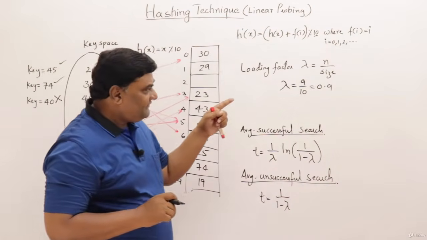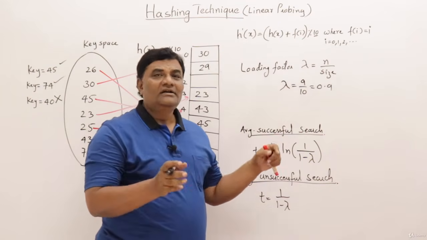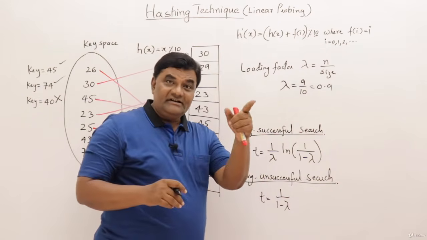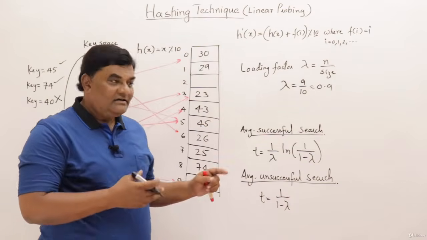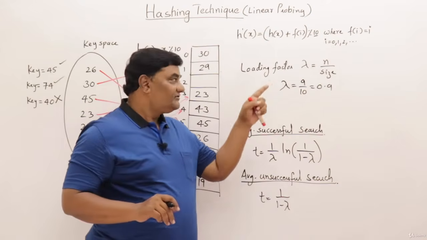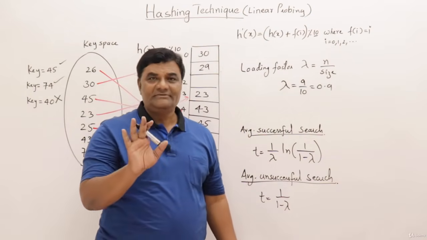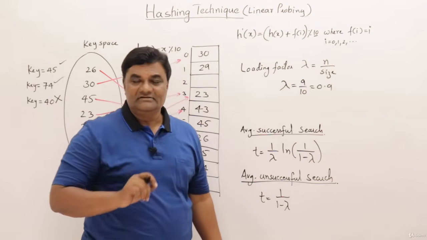See, loading factor we got in decimal, that is less than 1. In the chaining it was greater than 1. But here the size of the table is fixed, so you cannot exceed the size. So that's why it is less than 1. Yes, always loading factor will be less than 1 only. It will be in decimal.